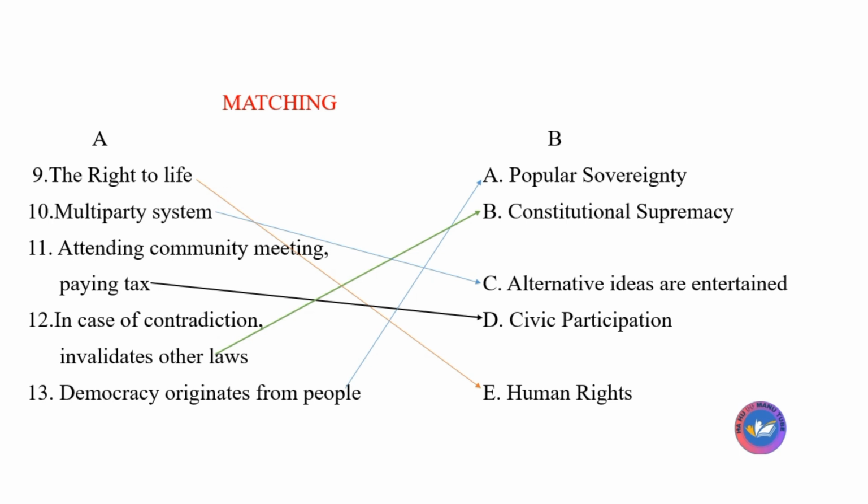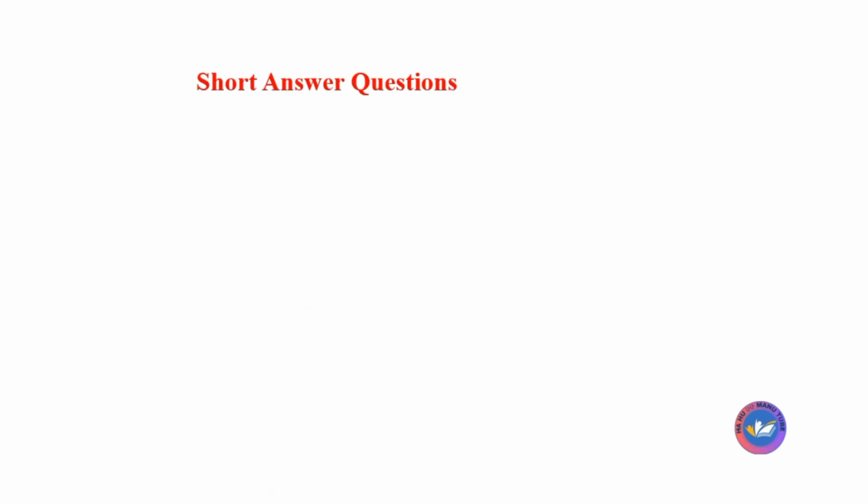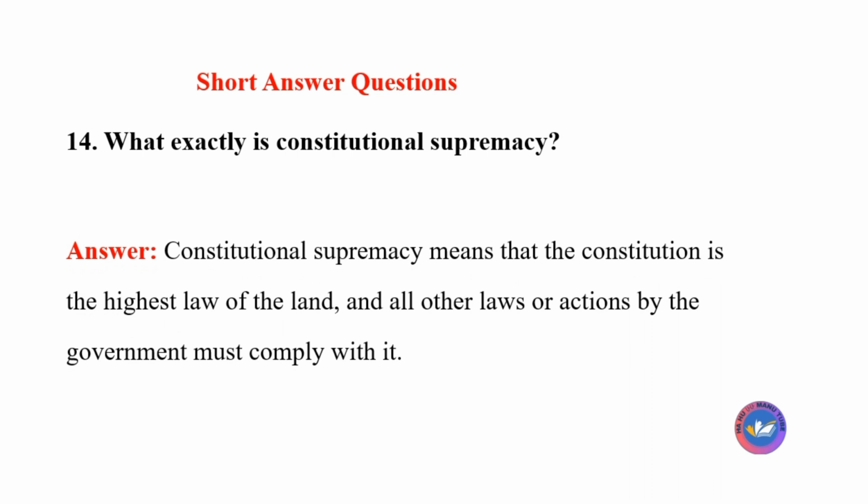Give short answer for the following questions. Question number 14. What exactly is constitutional supremacy? The answer is constitutional supremacy means that the constitution is the highest law of the land, and all other laws or actions by the government must comply with it.